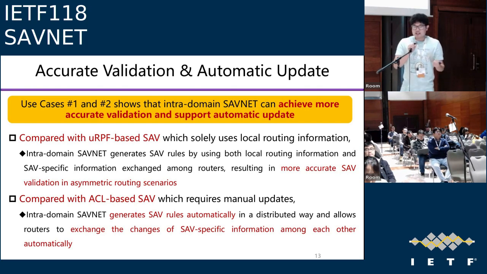So the two use cases show that the intra-domain subnet can achieve more accurate validation and support automatic updates. Compared with uRPF-based SAV, the intra-domain subnet can generate SAV rules based on both local routing information and SAV-specific information, so it can generate more accurate SAV rules in asymmetric routing scenarios. And compared with ACL-based SAV, it can generate SAV rules and exchange SAV-specific information automatically, and so it supports automatic update.